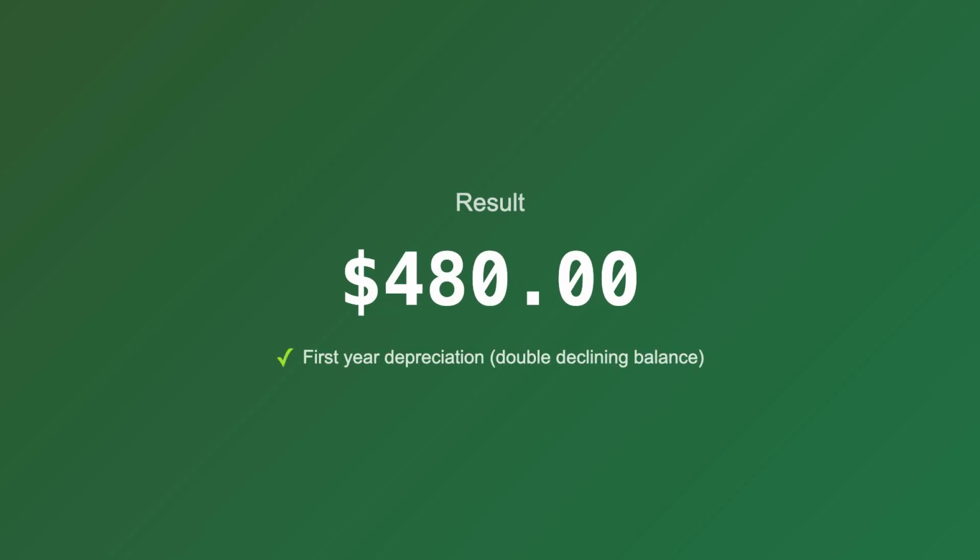The main result for the first year is $480. This is the double declining balance depreciation, which depreciates the asset more aggressively in early years compared to straight line.